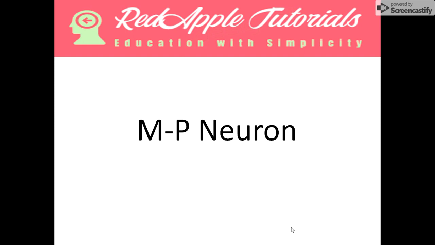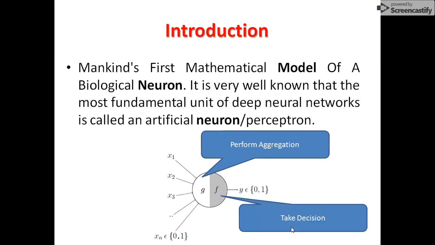The video tutorial that we are going to discuss today is about McCulloch-Pitts neuron, or in short we represent it as MP neuron. Basically, MP neuron is mankind's first mathematical model for representing a biological neuron. If you learn about deep neural networks, then the most fundamental unit of that is an artificial neuron, or perceptron, we say.